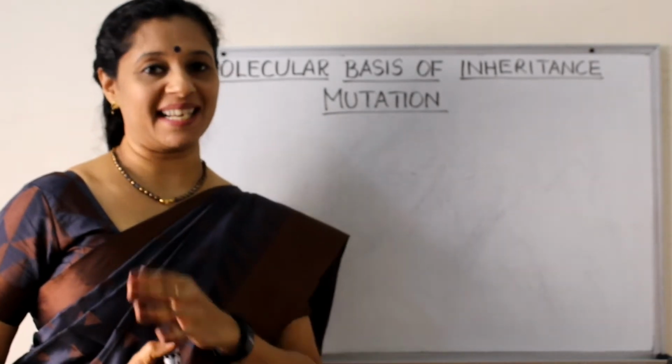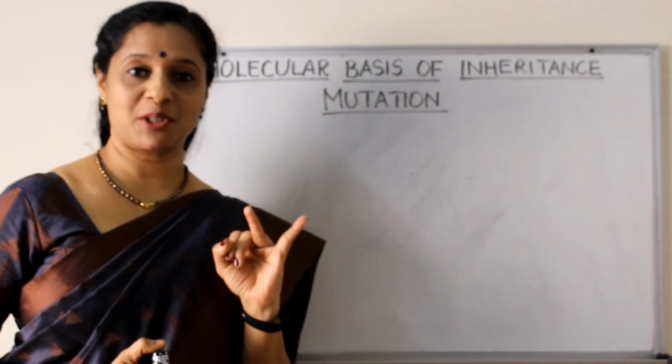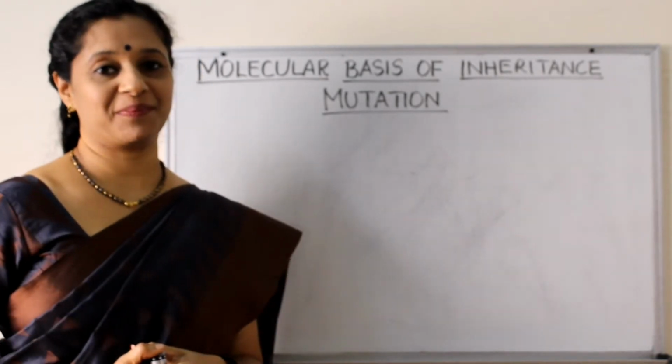We have been dealing with the chapter Molecular Basis of Inheritance. Now we are exploring the central dogma. We discussed DNA replication, transcription, genetic code, and now we are dealing with mutation.